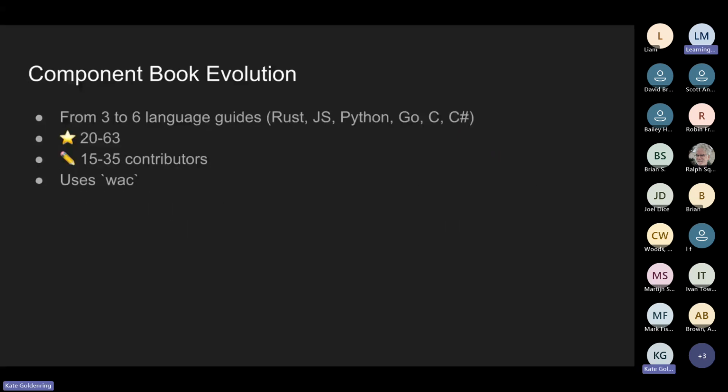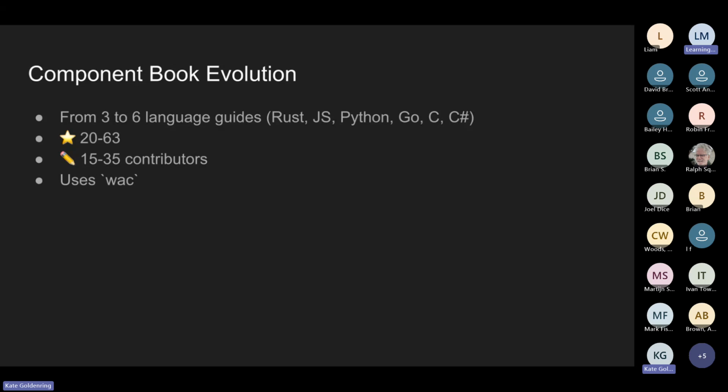So, the component book. This is component-model.bytecodealliance.org, and its goal is to really introduce people to the component model in a hands-on way. And part of that is through language guides. So we started off this year with 3 language guides, and now we're up to 6. And our goal here is to keep these up to date as things update, and also to add more language guides.